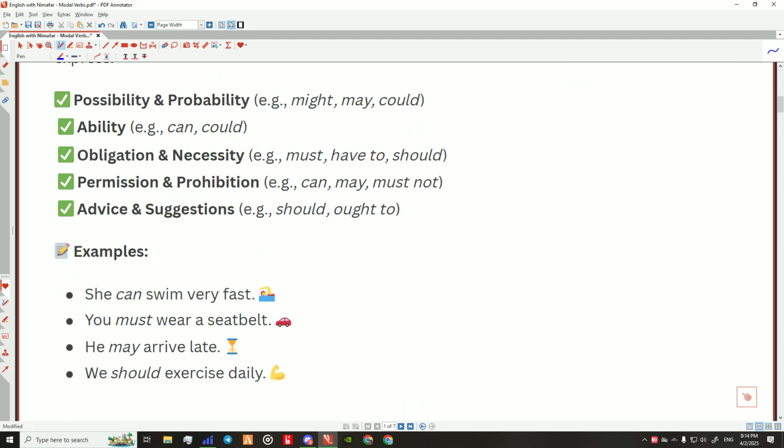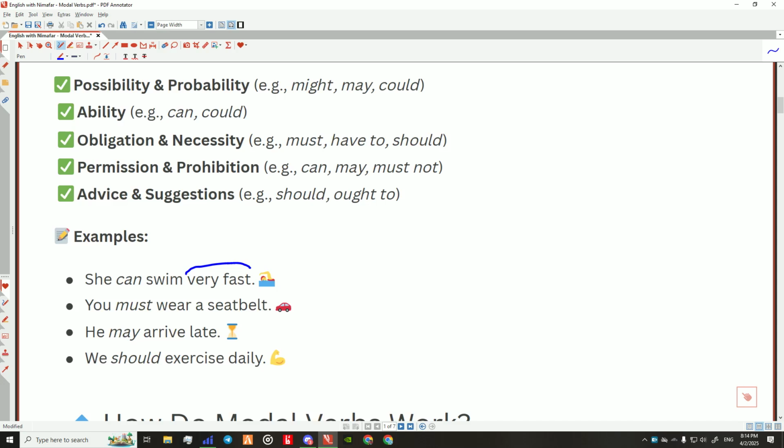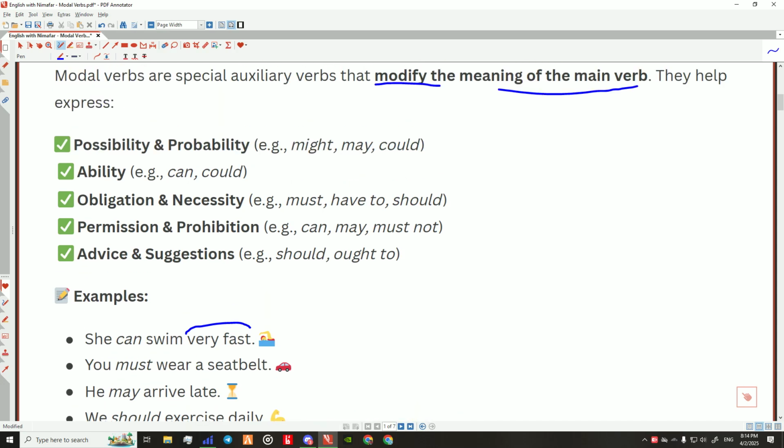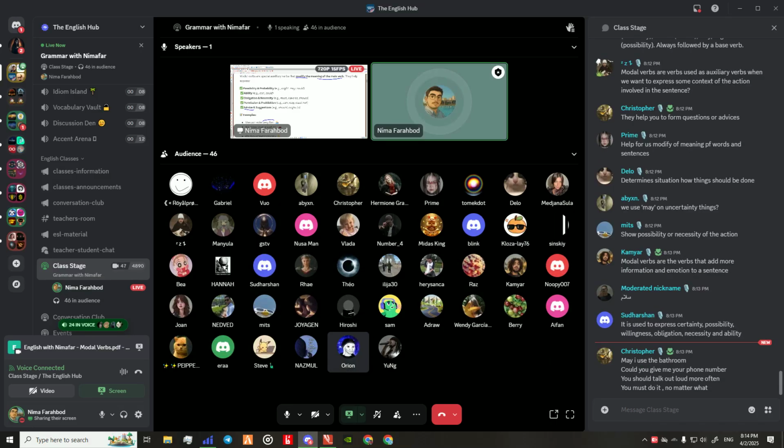Like she can swim very fast. This is the ability. Yes, she has the ability of swimming, and we are also using some kind of adverbs. Very fast. You must wear a seatbelt, for example. You may arrive late, and we should exercise daily. So something I asked you, our friend Christopher said advice says. Can we use advice as a plural one, like advice says? Is it correct?